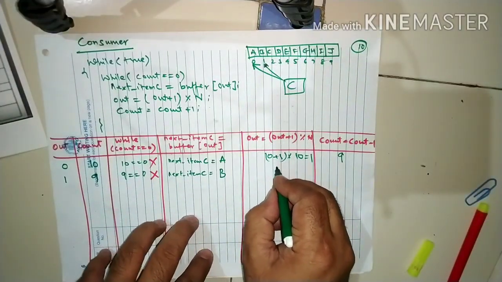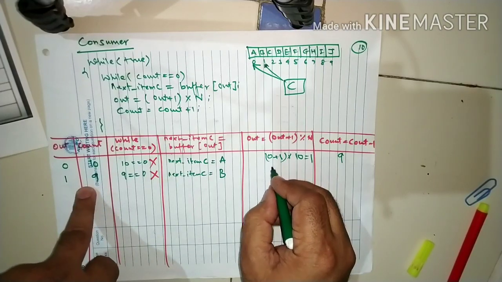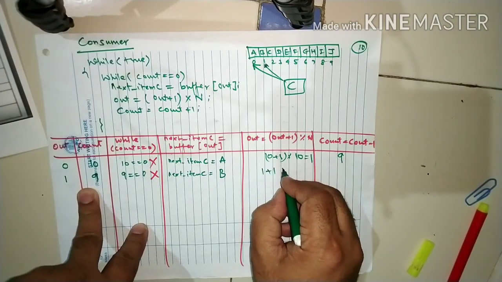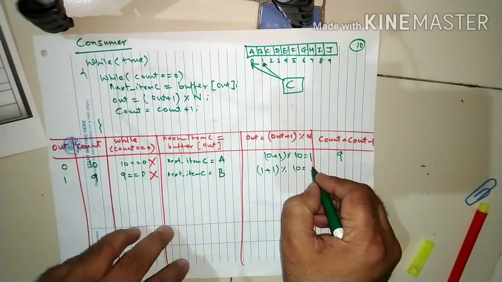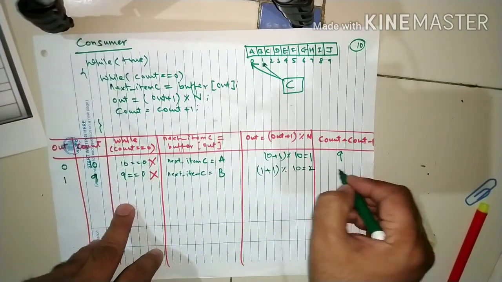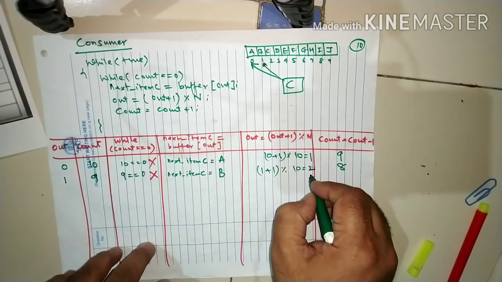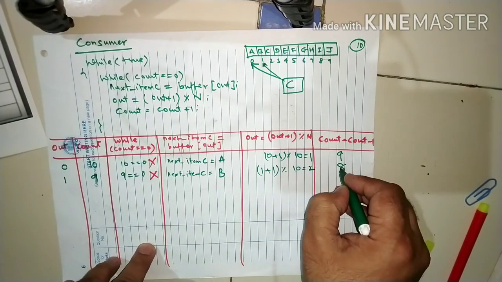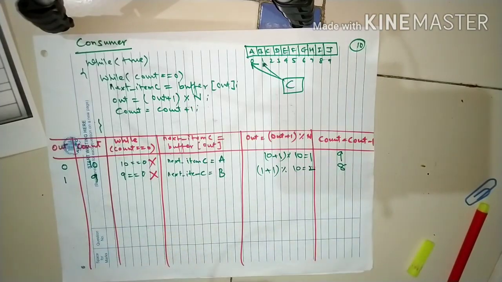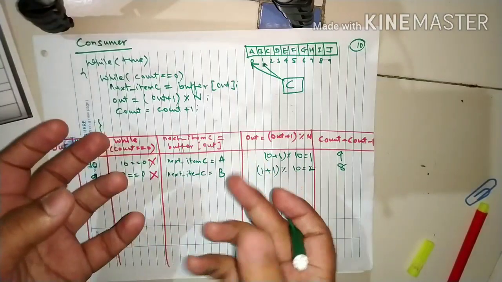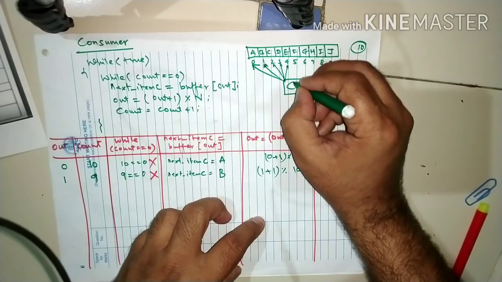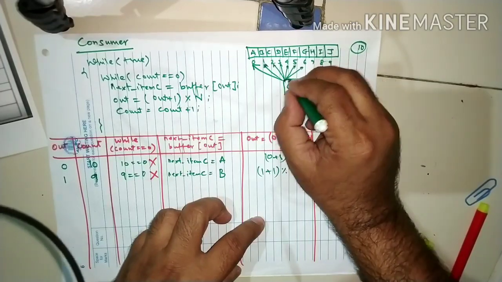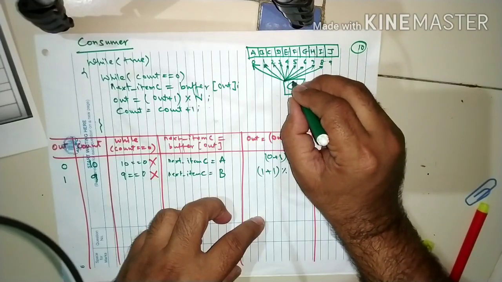Now the next instruction: the value of out is 1, 1 plus 1 mod 10. So 1 plus 1 is 2, 2 mod 10 is again 2, and 9 minus 1 is 8. The value we have got is out equals 2 and count equals 8. In the same way it will go on, and the consumer will consume this data also, this data also, and so on, up to the last one.